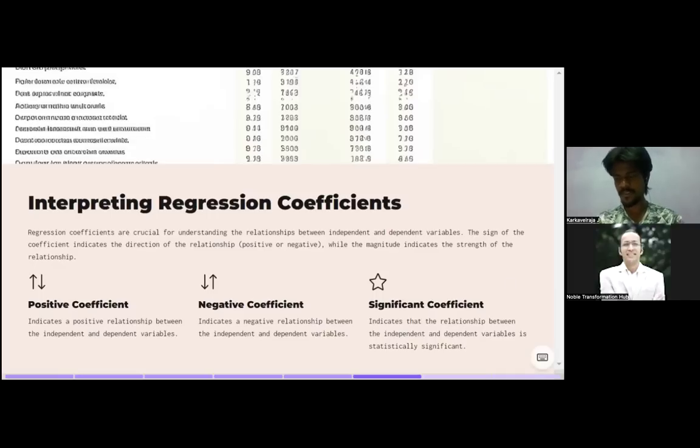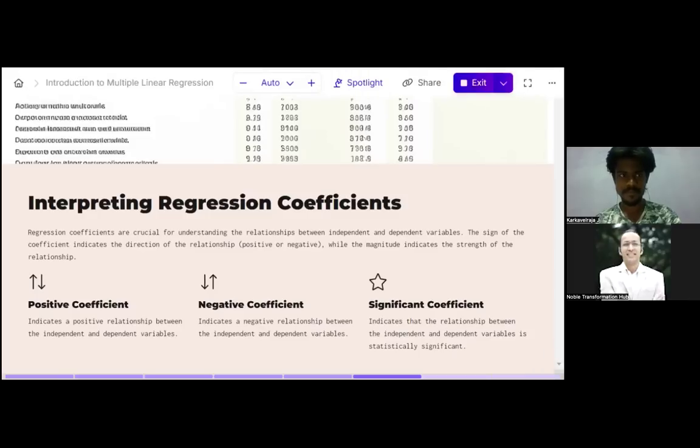So, interpreting regression coefficients. The fundamental idea is that regression coefficients are crucial for understanding the relationship between independent and dependent variables. The sign of the coefficient indicates the direction of the relationship, positive or negative, increase or decrease, while the magnitude indicates the strength of the relationship.